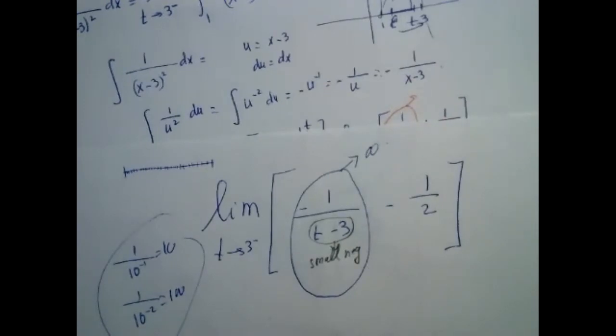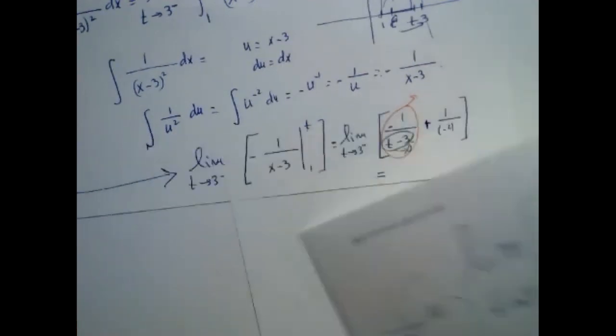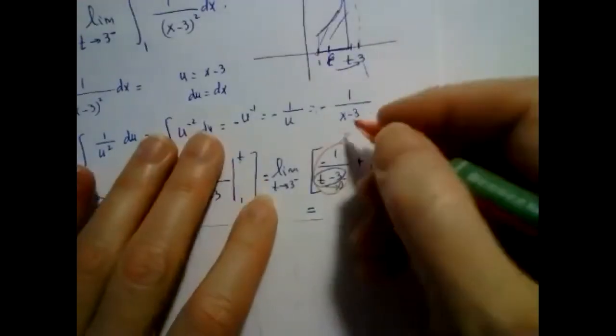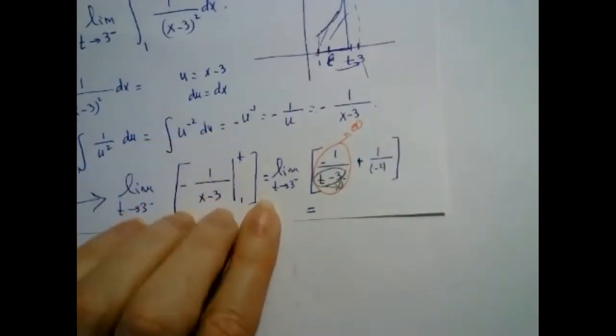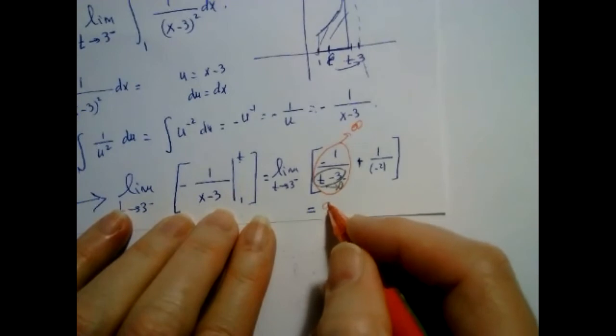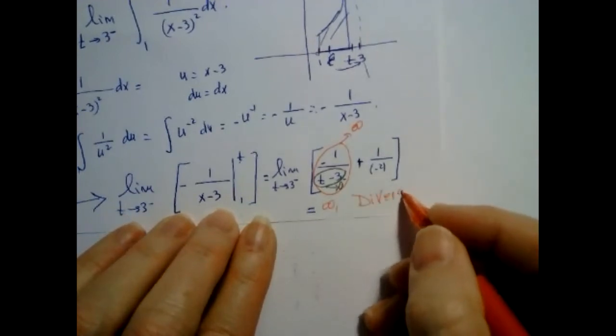So do those limits very, very carefully. We are heading toward limits, and if we're not doing those well, we're going to be in trouble. Now finally, let me put the whole problem together. This is going to go to plus infinity, and this is minus a half, which is equal to infinity, and the integral diverges.